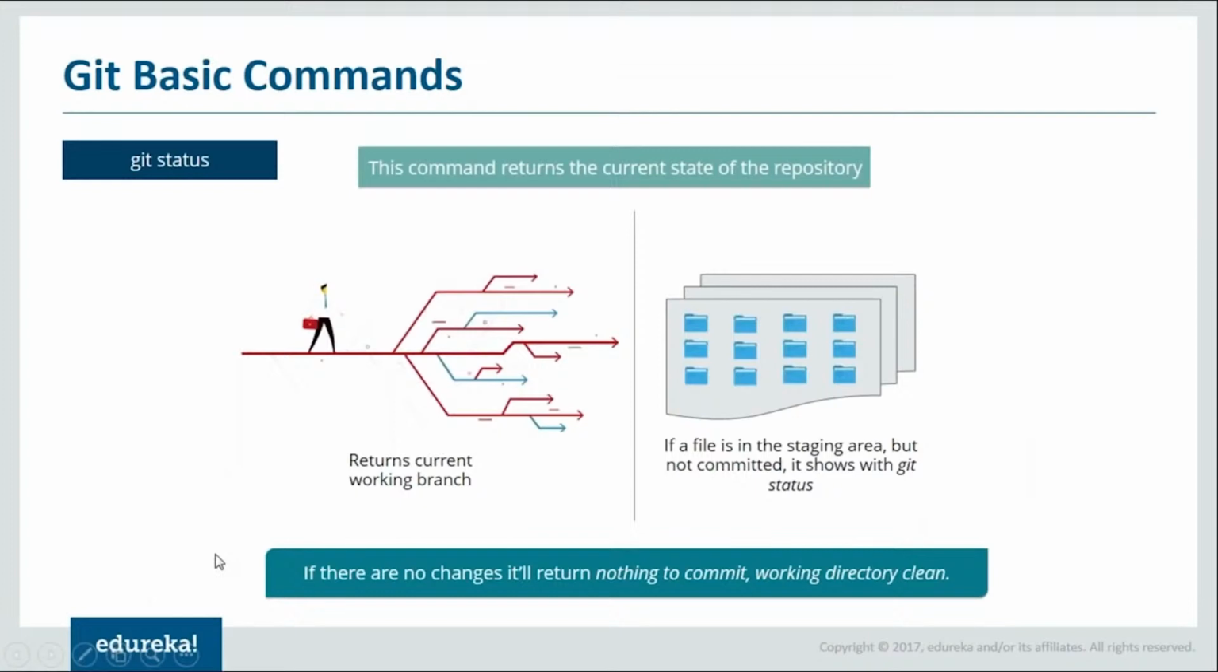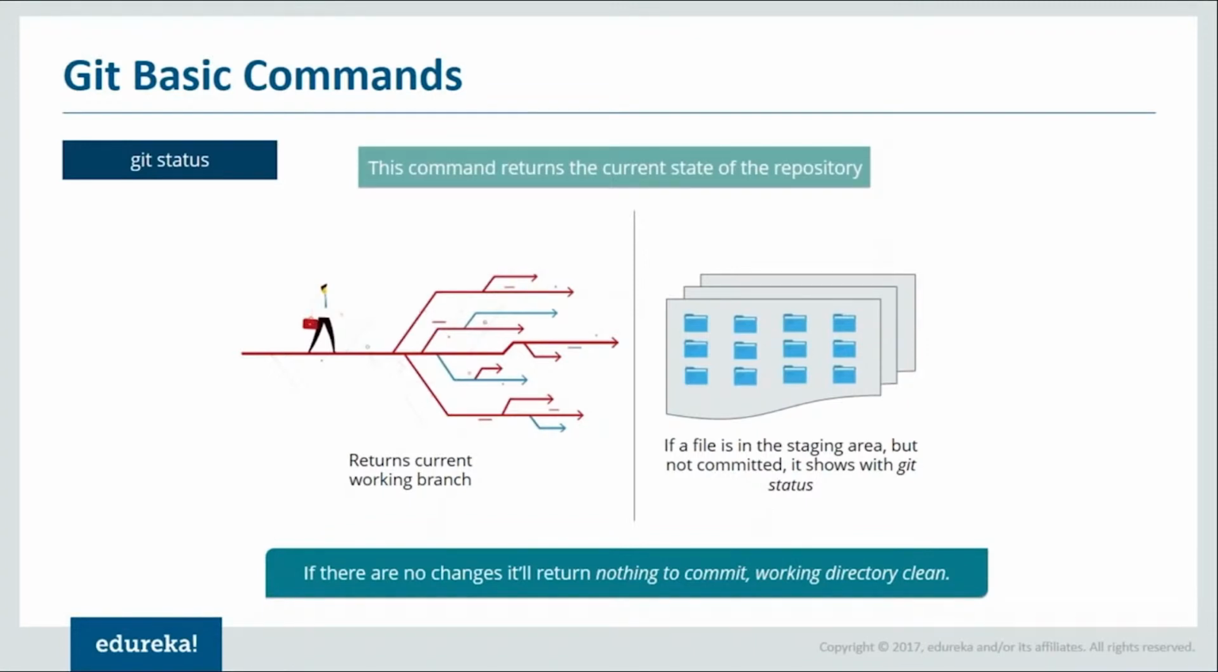Let's talk about git status now. So git status returns the current state of the repository. Git status will return the current working branch. If a file is in the staging area but not committed, it shows with git status. Or if there are no changes, it will return "nothing to commit, working directory is clean."